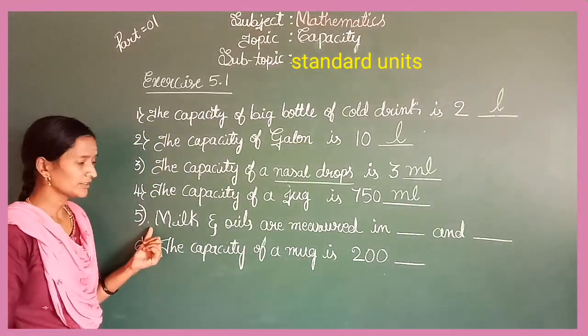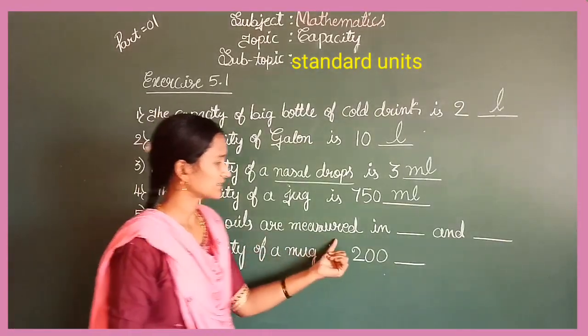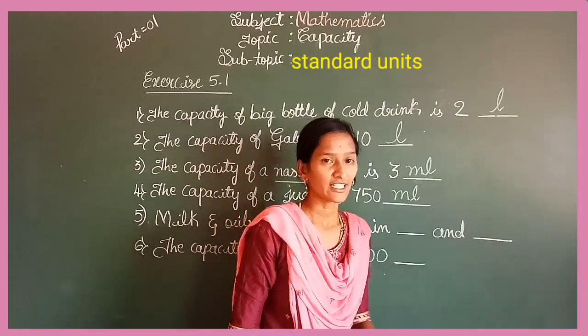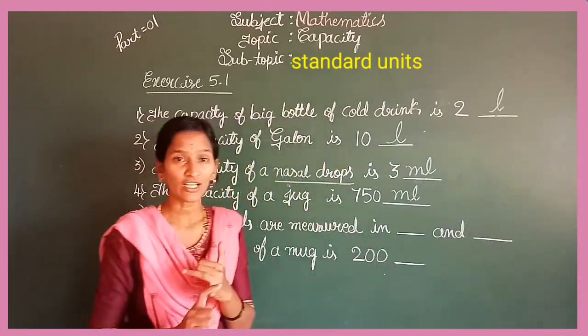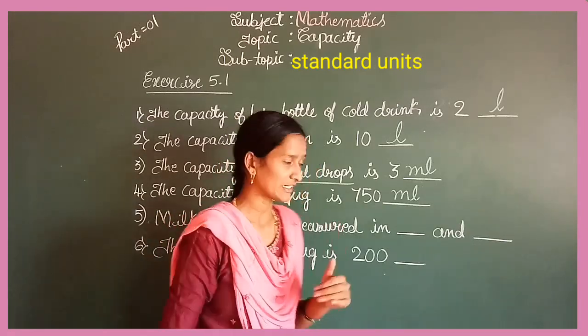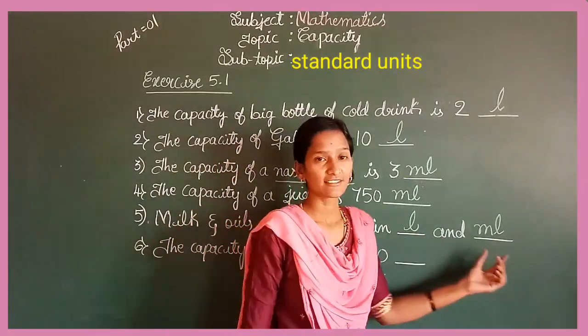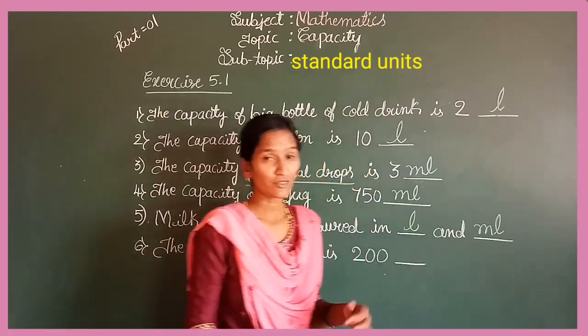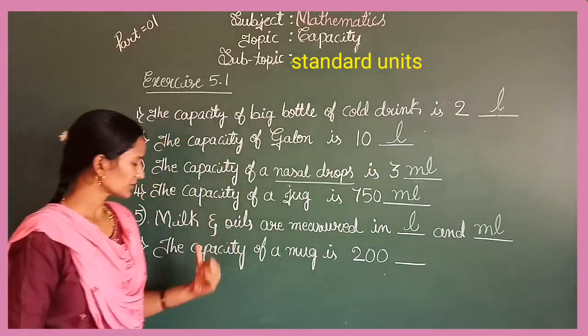So come to the fifth one. Milk and oils are measured in dash and dash. Yes, already I told you the milk and oils are measured both in liters as well as in milliliters. So write down here L as well as ml. We are using both the units. So come to the last one.